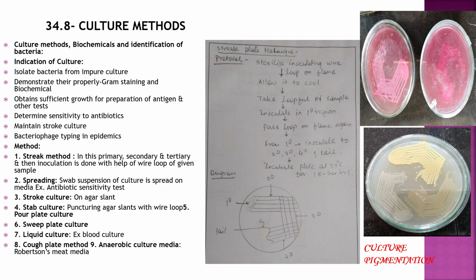First, you have to heat the wire loop on the flame till it becomes red hot, then wait for some time so it will cool, and then take the sample in the wire loop and do the primary inoculation. Then from that primary circle you draw the lines horizontally, then rotate the plate, again draw the lines, then rotate the plate, and again draw the lines. And then after that, the tail at the end. So this is primary, secondary, tertiary and quaternary inoculation that you have to do, so that you will get isolated colonies to study colony characteristics.